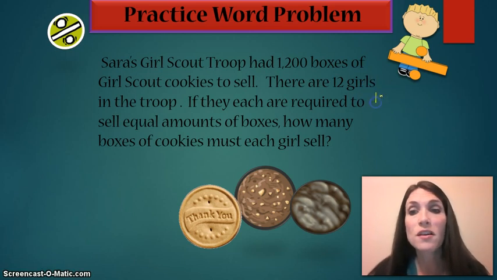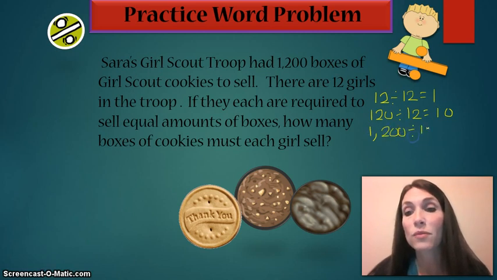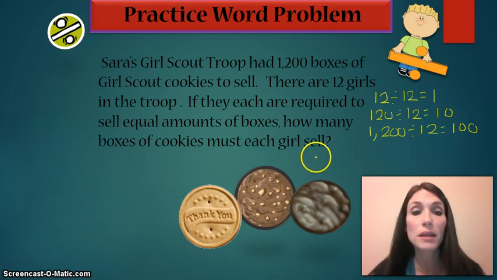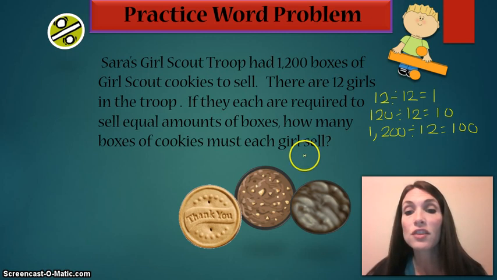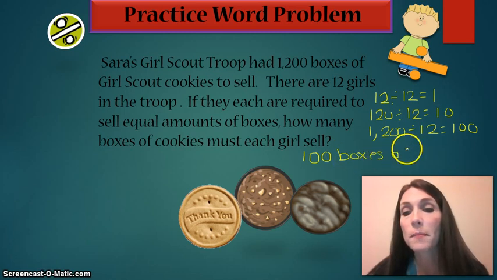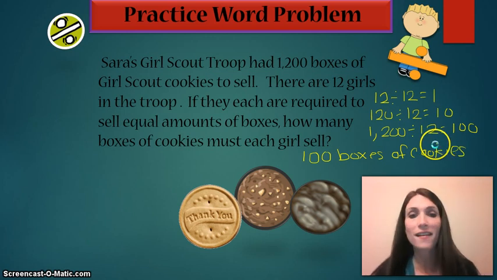So let's use what we know and our strategy that we learned. I know 12 divided by 12 is 1. So if I use my knowledge of multiples, that would mean 120 divided by 12 is 10. So 1,200 divided by 12 would be 100. So my answer to this question of how many boxes of cookies each girl must sell, each girl would have to sell 100 boxes of cookies. If you got that correct, give yourself a pat on the back.